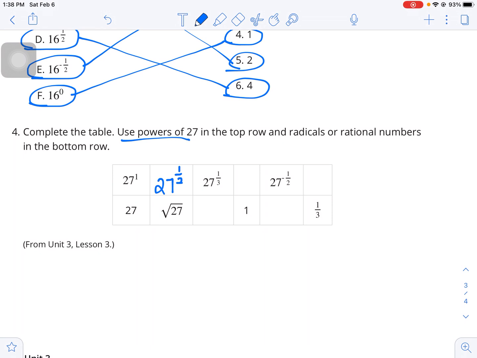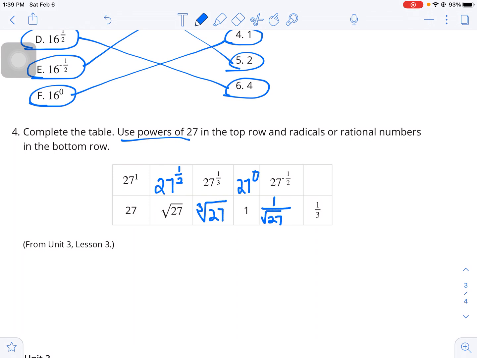And we learned last week also that 27 to the 1/3 can be written as the third root of 27. And to get 1, we know that we must have taken that 27 to the 0 power. And then we go to 27 to the negative 1/2. That would be 1 over the square root of 27. Let's see. Yeah, that's fine.